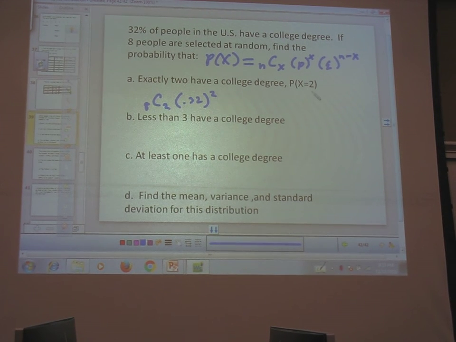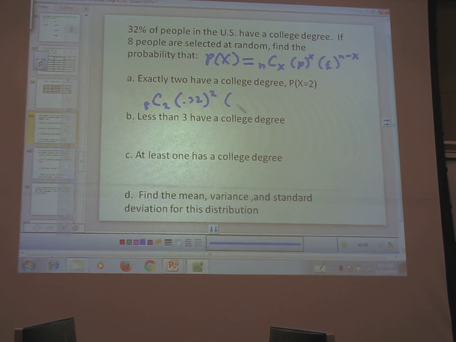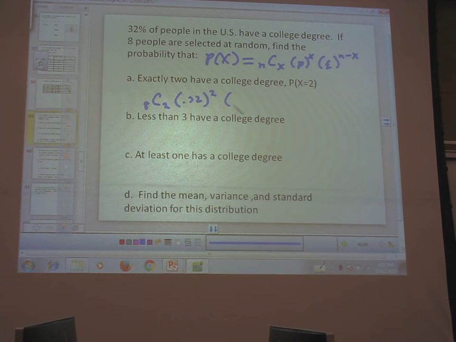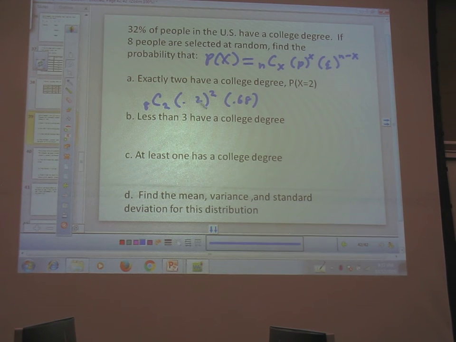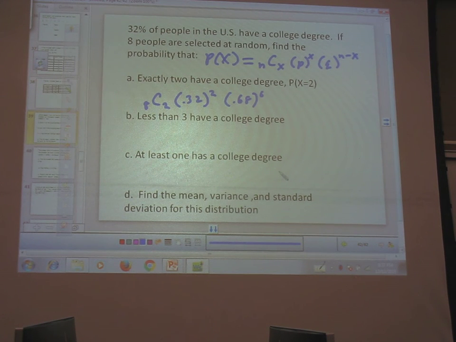If 0.32 is my little p, what's my little q? 0.68, because if I spend 32 cents and give them $1, I should get 68 cents change. If I have 2 successes, how many failures do I have? 6, because 2 plus 6 makes 8. Yes. Okay, I'm not going to worry about calculating that. I'm going to let that one go.